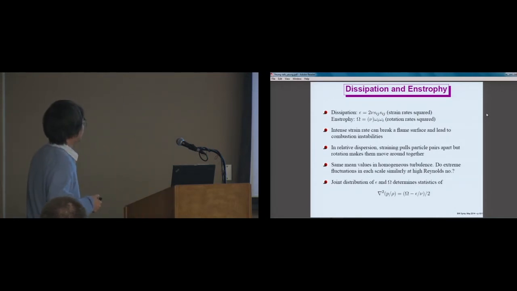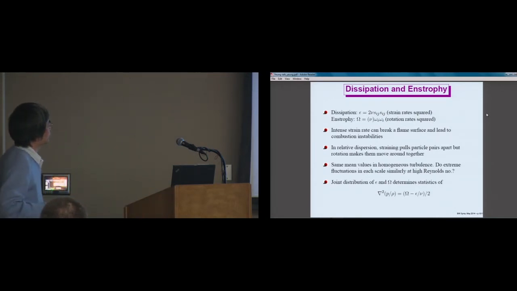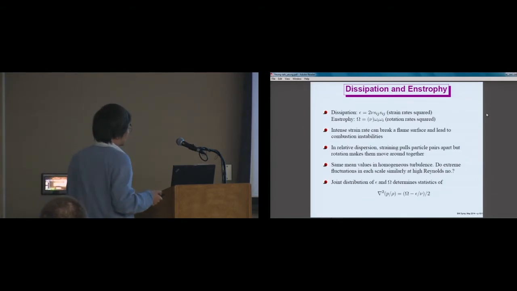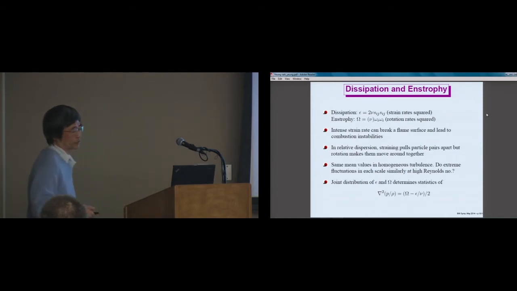These two variables are both important in turbulence theory. One of the important questions is whether they have a similar behavior at high Reynolds number, and whether they happen together as well. We should also say something about the pressure distribution. The low pressure and high pressure is maybe important in the case of a thunderstorm or a tornado.